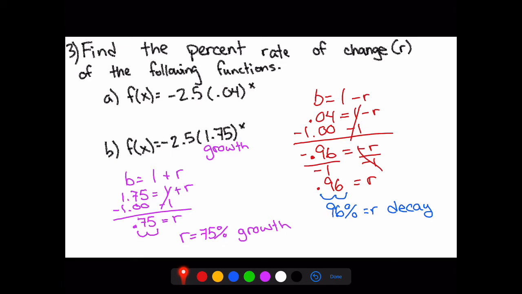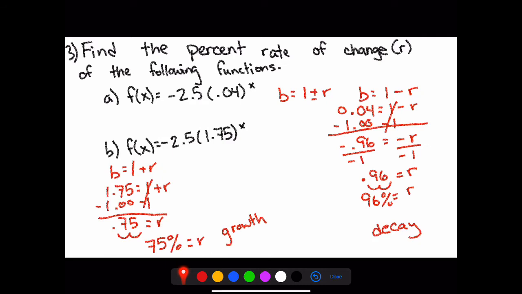Number 3, figuring out what r is. Just remember, b is equal to 1 plus or minus r. And then use your common sense. We're adding if it's growth. We're subtracting if it's decay. And then here's just the work for it.